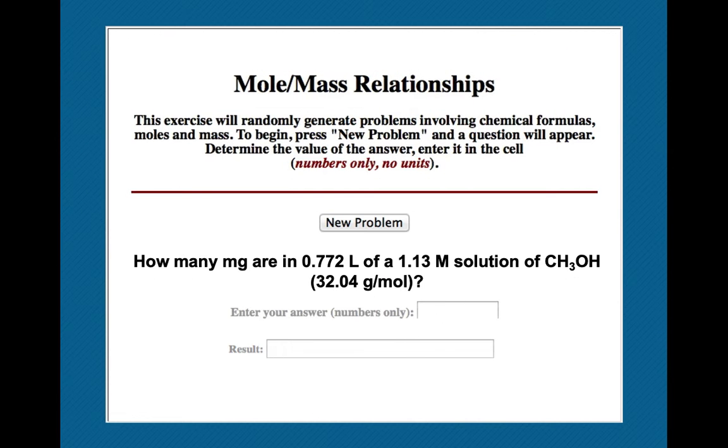Let's do another one. How many milligrams are there in 0.772 liters, 0.113 molar? We have methanol, and here's its molar mass. We are looking for a mass here, aren't we? We're going to convert that mass into milligrams.